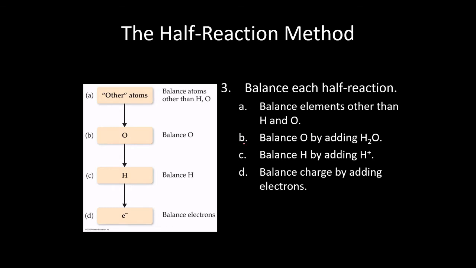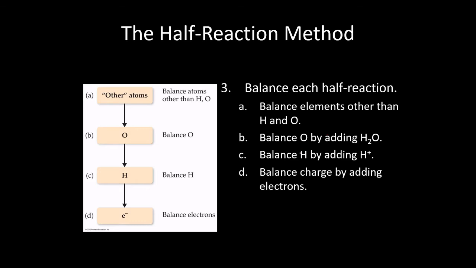Second part here, once you have everything other than hydrogen and oxygen balanced, you're going to balance the oxygen. This is where it gets different from what we've done before. Other than splitting it into two, this is where it gets very different. We are going to balance oxygen by adding water. So if you have two oxygens on the left and only one oxygen on the right side of an equation, you're going to add a water to the right side of the equation to get that extra oxygen that you need.